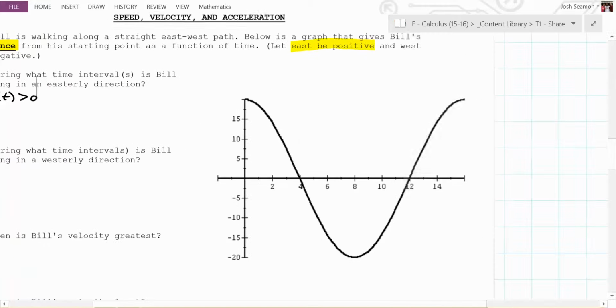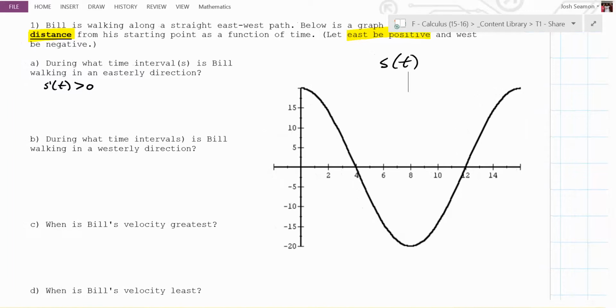Let's take a look at this. This is the position graph, remember. This is S of t right here. So where is the derivative positive? I used yellow for that, I think. Where's the derivative positive? From 8 to, let's say it stops right there at 16. So where is he moving in an easterly direction? When the derivative is positive. So what interval is that? From 8 to 16.